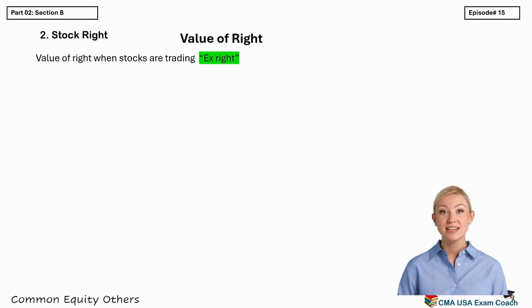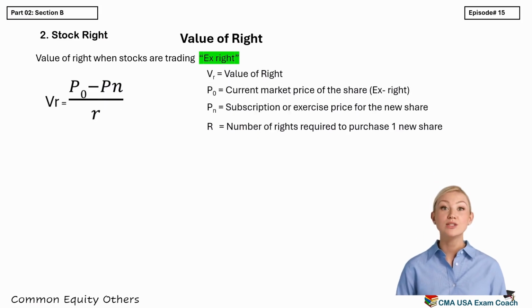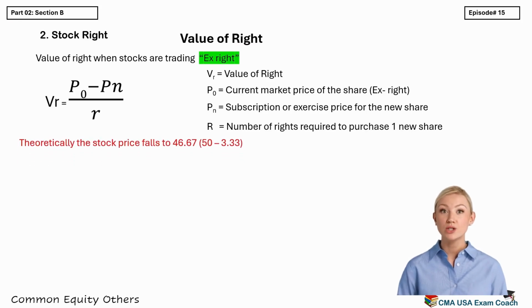In ex-rights trading, the right and the share are separated. This means if someone buys the share now, they no longer get the right along with it. The right becomes a separate security and can be bought or sold on its own. So, what is the value of a right in this situation? We use a slightly different formula. The value of a right is equal to the difference between the market price of the share and the subscription price, divided by the number of rights required to purchase one new share.